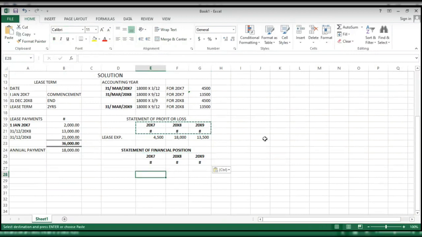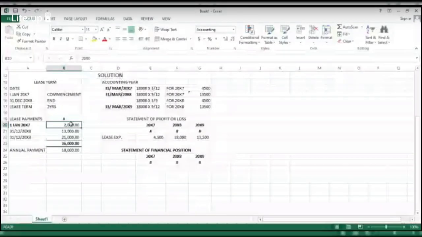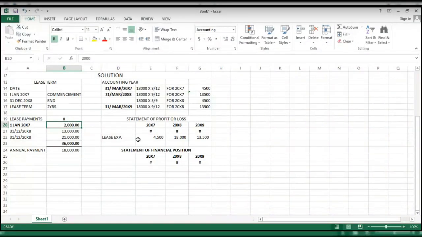So what are the transactions that will be coming into this statement of financial position? 31st March. How much is going to come here? How much have we paid in advance? Okay, so we have this as lease expense. But how much did we actually pay on 1st January? We paid 2,000. I'm sure you are following. So out of 4,500 that is meant for 20x7, the only amount paid in 20x7 is what? 2,000 naira. Therefore, there is an accrued expense here of 2,500.